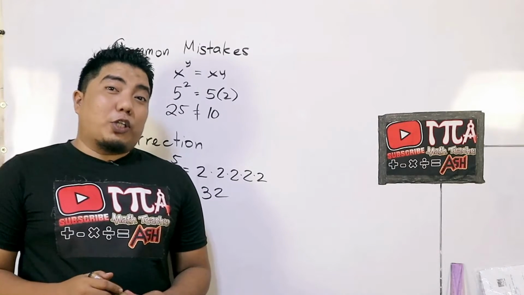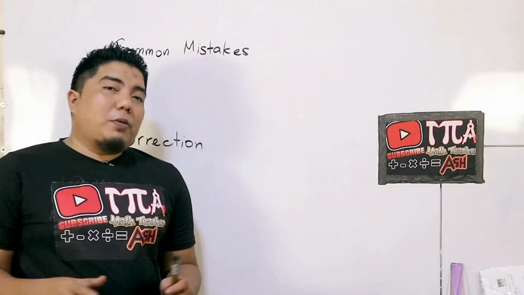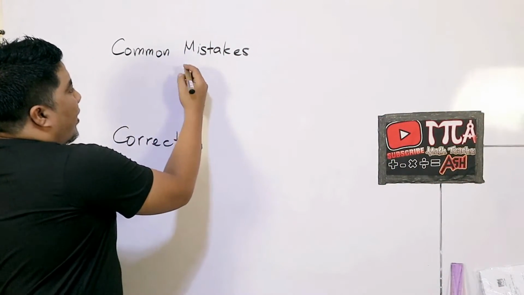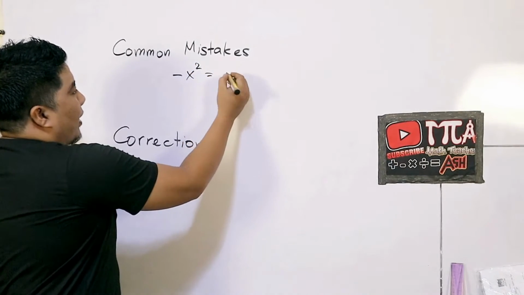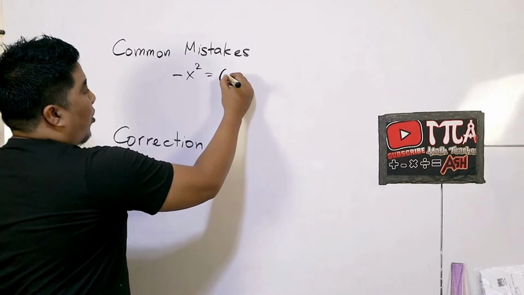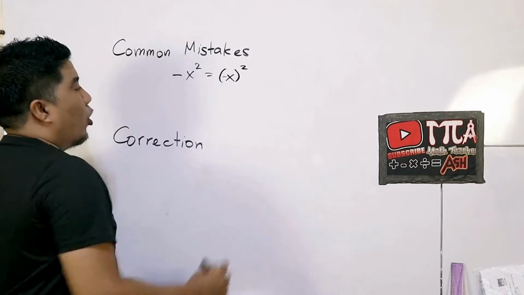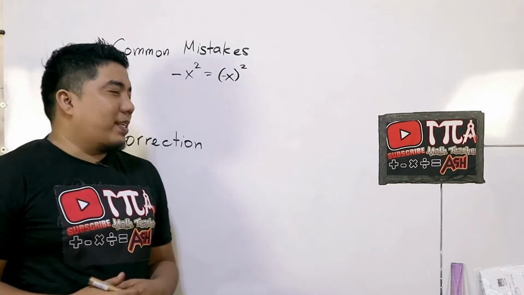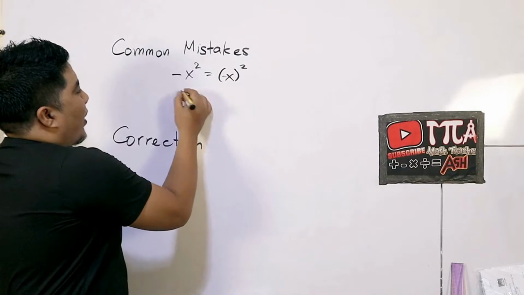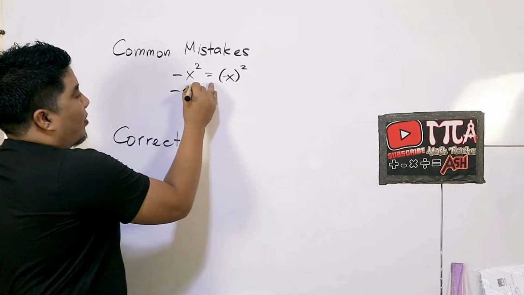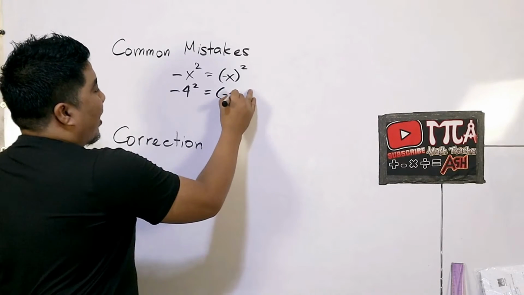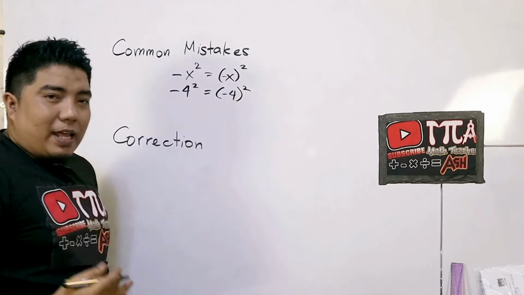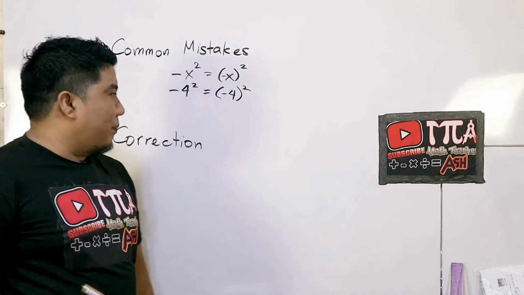Now, let us go to our third mistake. Now, for our third mistake, my dear math learners, they say that negative x to the power of 2 is just the same as the quantity of negative x to the power of 2. Now, let's try this one. Let's say we have 4 squared: negative 4 squared is equal to the quantity negative 4 squared. Now, let's try whether this is correct.